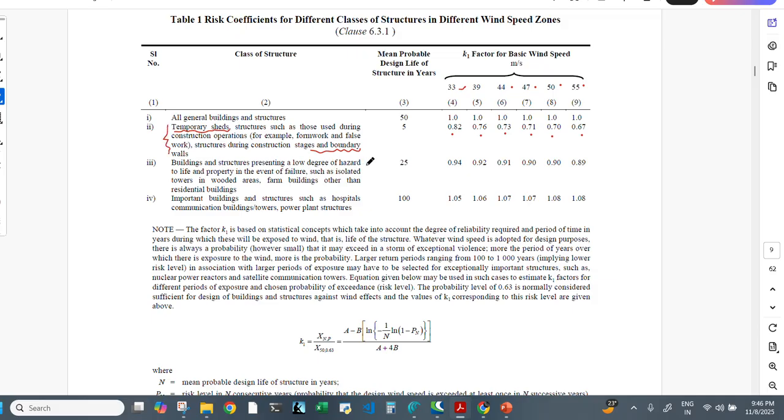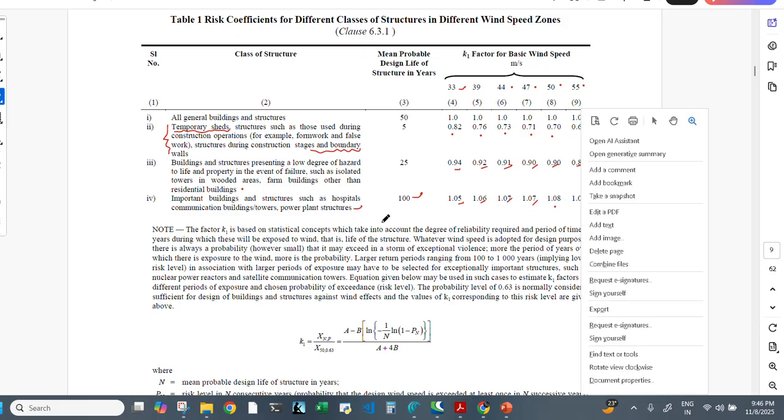Buildings and structures presenting a low degree of hazard to life: 0.98, 0.92, 0.91, 0.90, 0.89. Important buildings such as hospitals and communication towers for 100 years of design life: 1.05, 1.06, 1.07, 1.07, 1.08, 1.08.